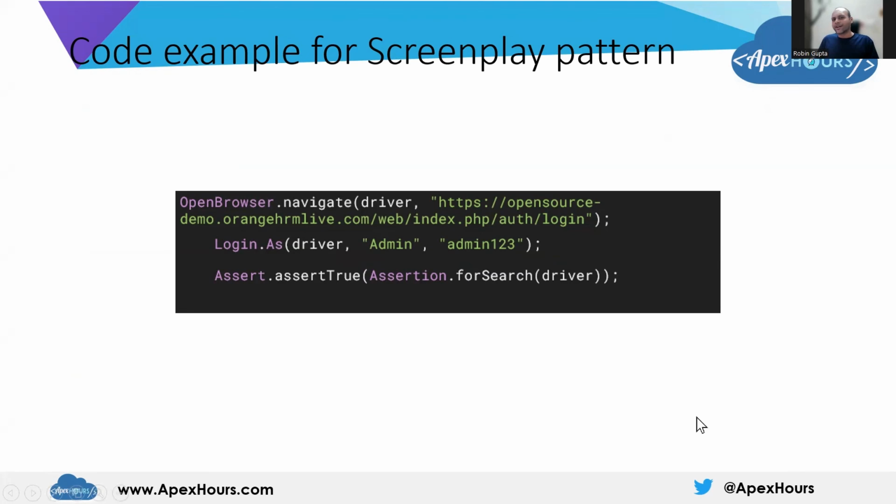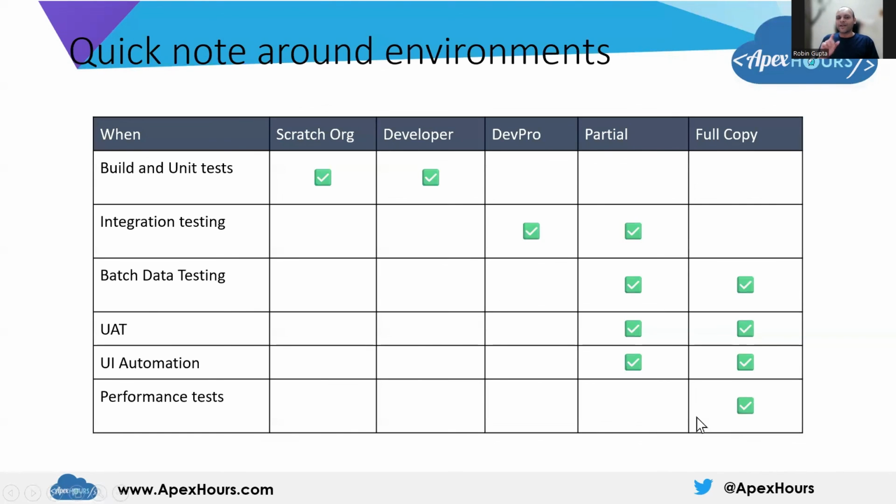But where should all of this run? So a quick note around environments. As we can see, the columns are around the various environments. We can provision Scratch org, developer, dev pro, partial, and full copy. And then the rows are across the various kinds of tests that we can perform. So build and unit tests perform on the Scratch org and developer org. The integration testing generally happens or is recommended on dev pro or partial copy.